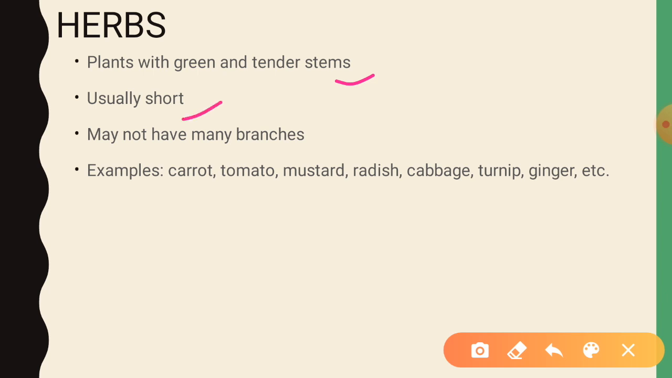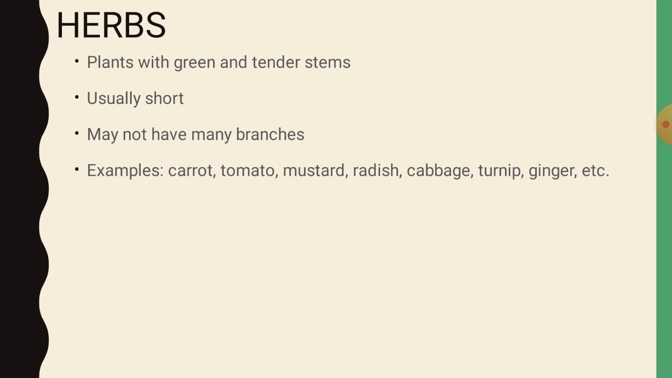Then usually short, obviously in terms of height. Then may not have many branches. Okay, let's see the examples of herbs. They are carrot, tomato, mustard, radish, cabbage, turnip, ginger and many more.